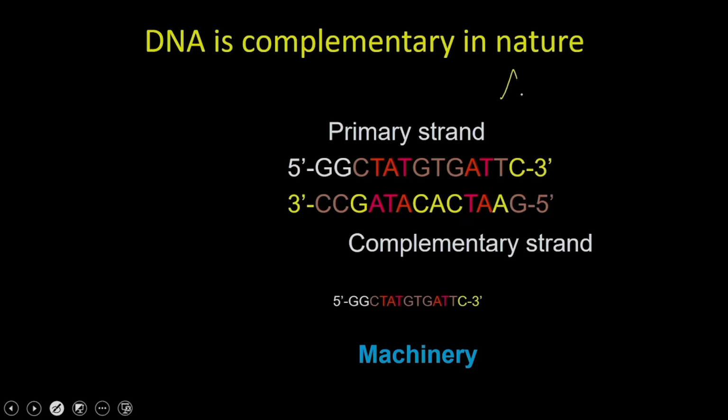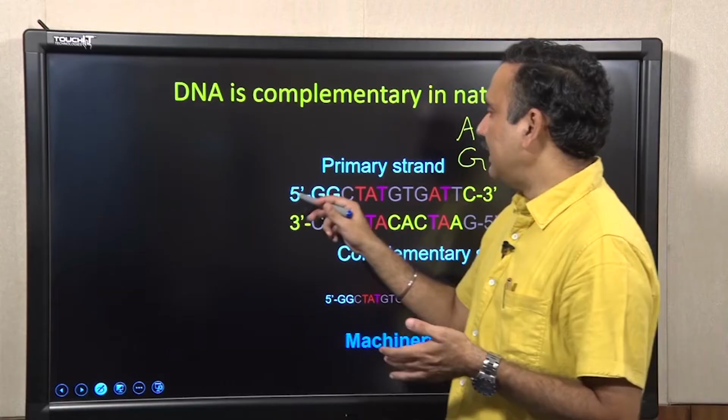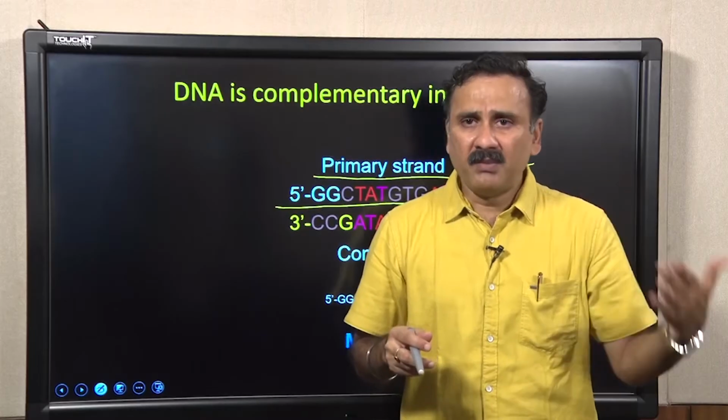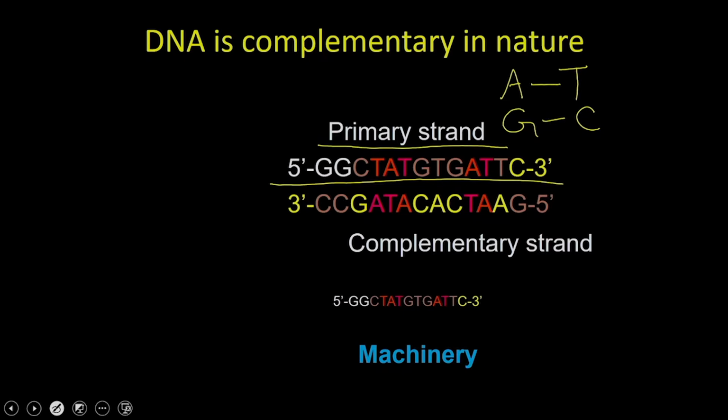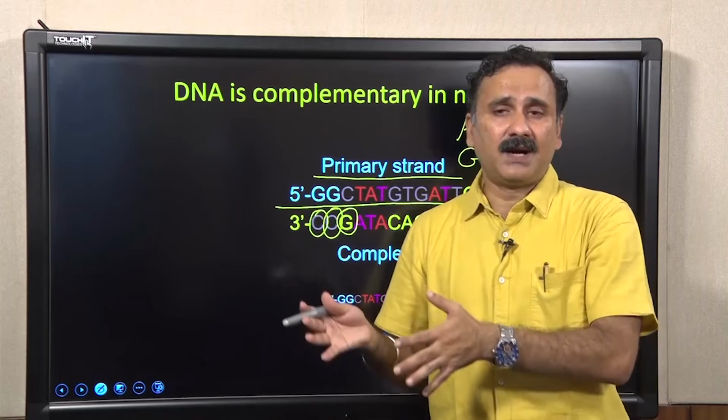Because A makes a pair with T and G makes a pair with C, the DNA is complementary in nature. What is meant by complementary in nature is that if you have a first sequence, which is called the primary strand, then you can deduce the complementary sequence. For example, in this case we have a primary sequence GGC, TAT, GTG, and what you see is that wherever you have a G, there is a C in the complementary strand. That is the way it maintains the complementarity.